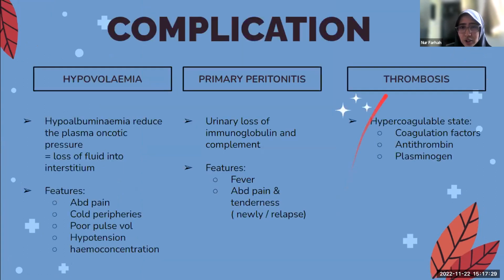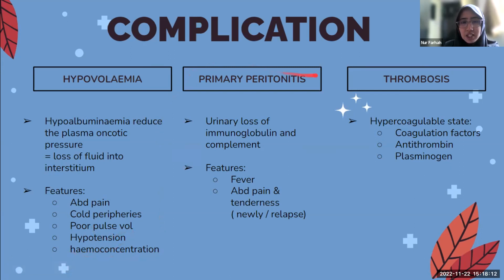Okay. So I continue with the complications. So here I typed down 3 most common complications for patients with nephrotic syndrome. So first we have hypovolemia. So how can a patient have hypovolemia? Because hypoalbuminemia, one of the features of nephrotic syndrome, will reduce the plasma oncotic pressure. So now the patient will have loss of fluid into the interstitium. So for hypovolemia, the patient may come in with abdominal pain, cold peripheries, poor pulse volume, hypotension, and also hemoconcentration.